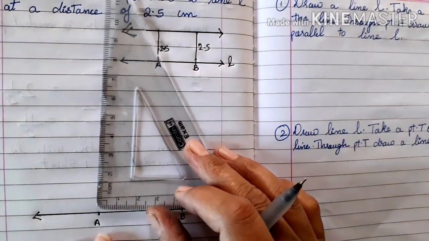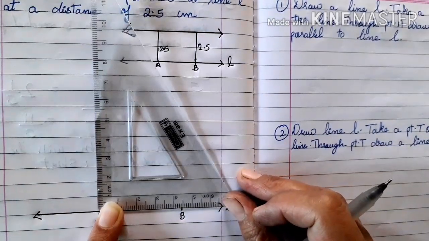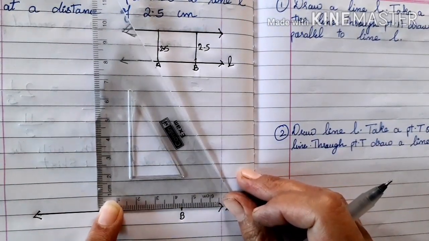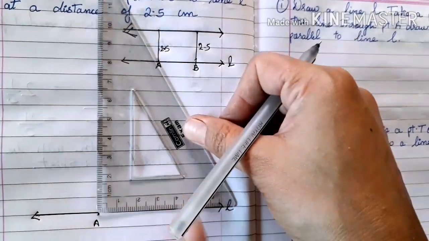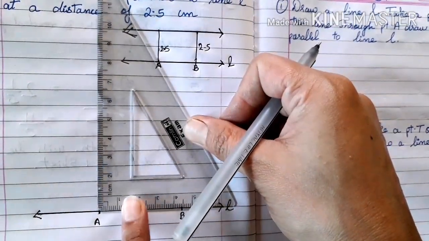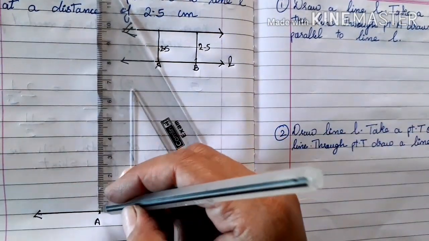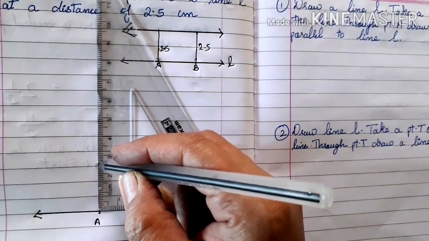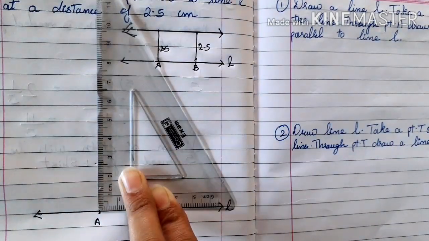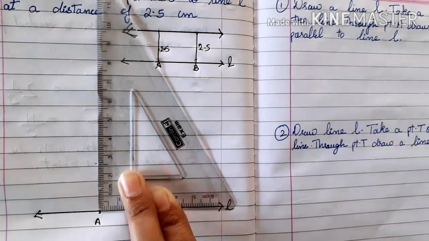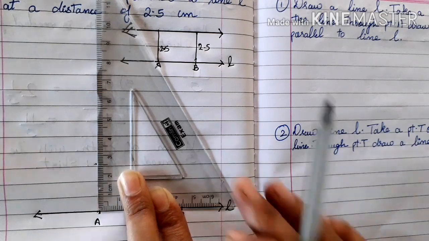See, you have to keep it in this way. Hope you are able to see. See, you have to place the set square in this way. Got it? And from here we have to take the measure as 2.5. Put a dot over here. Got it? From this point to this point the measure is going to be 2.5.